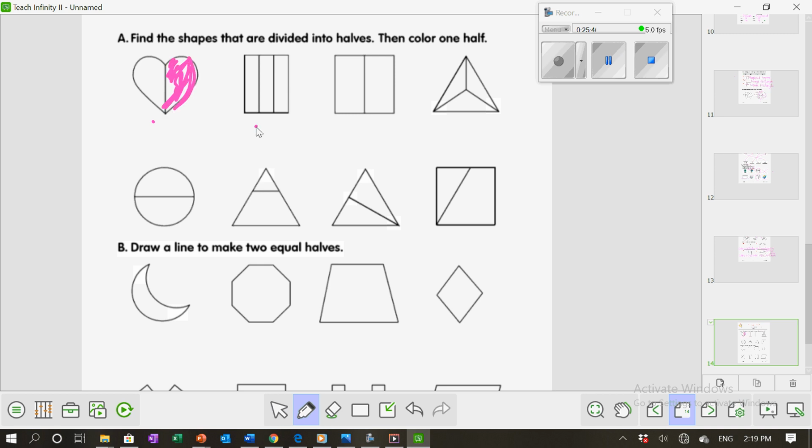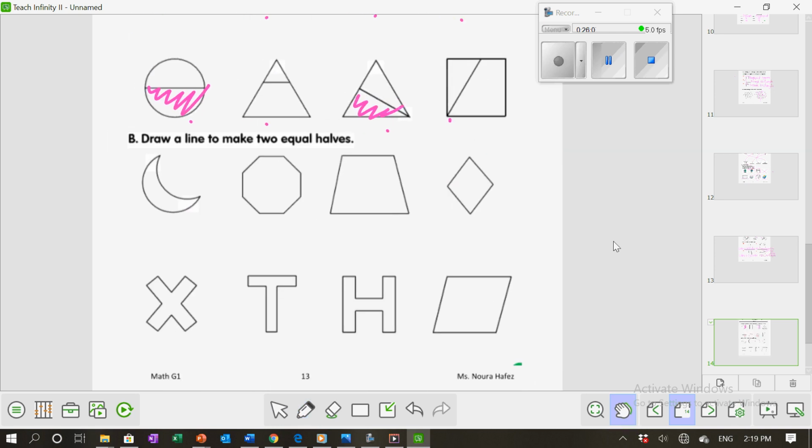Here I have two equal parts. No. Here they have two equal parts. Yes. Here I have two equal parts. No. Here, yes. Here, no. Here, yes. Here, no, they are not equal. Here we want to draw lines to partition into two equal parts.